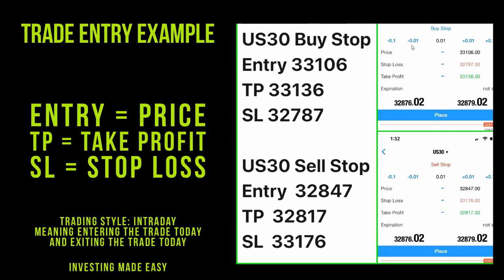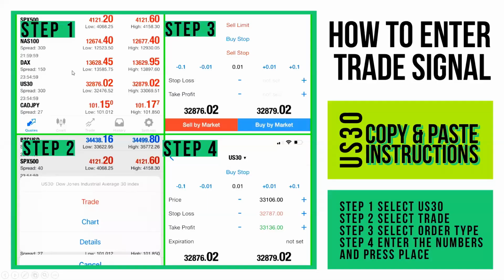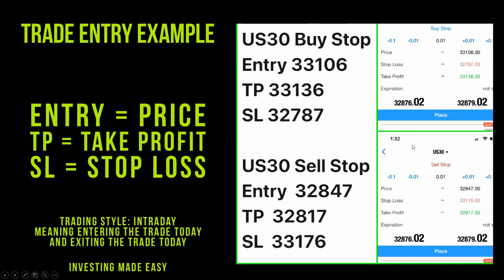So once you have the correct numbers in, guys, this place button will turn blue and you want to hit place, okay? Once you do the buy stop, you're going to go back again and do these steps again. Step 1, step 2, step 3, step 4, and this time you're going to hit sell stop, okay? You're going to put the sell stop numbers in right here at the bottom.